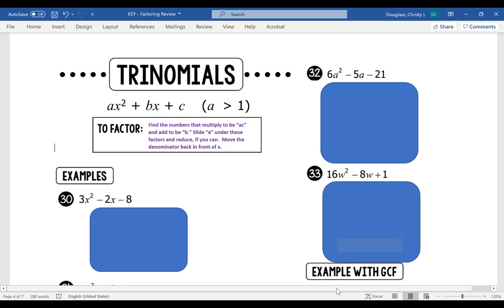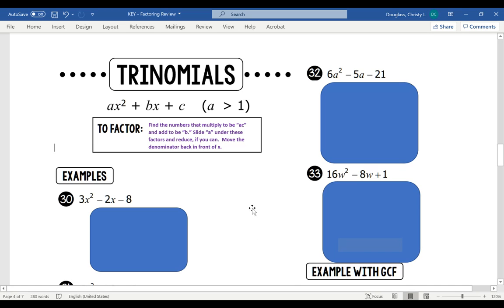So in order to factor, let's follow these instructions. It says find the numbers that multiply to be AC. That means A times C. And add to be B. Slide A under these factors and reduce if you can. Move the denominator back in front of x. Let's look at some examples so this makes a little more sense.